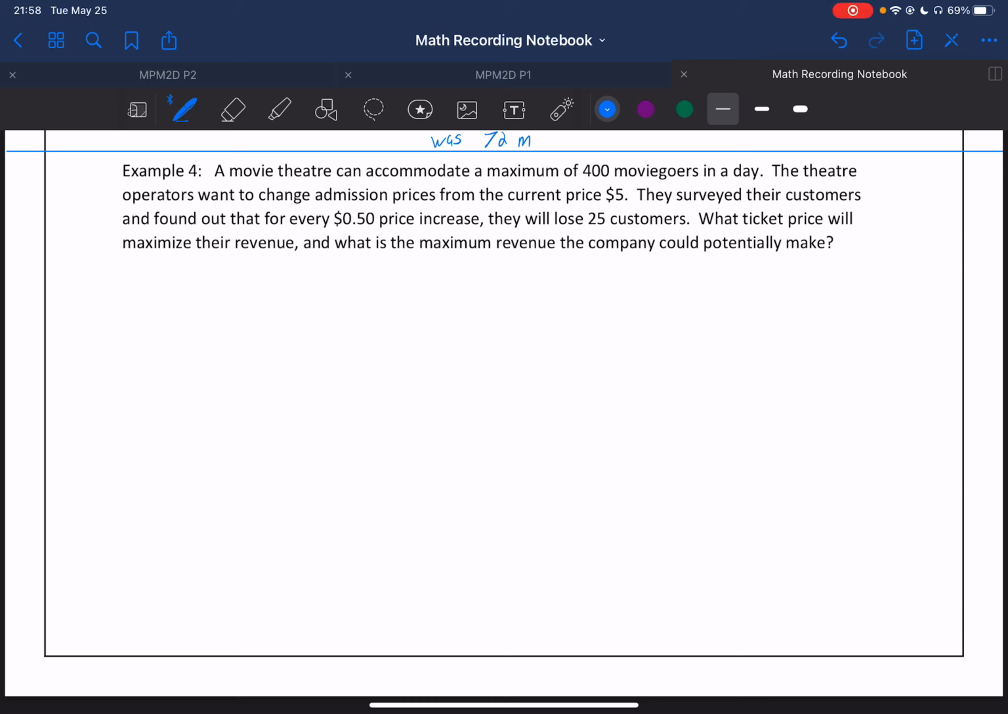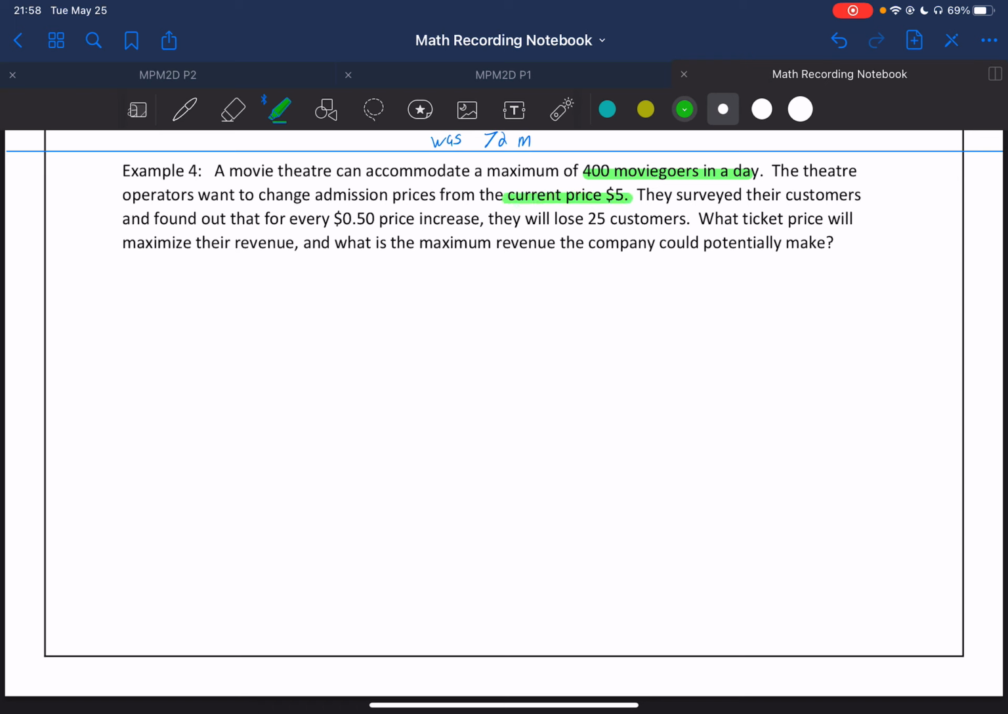Okay, welcome to part two of looking at applications of quadratic functions. So in this question, it's talking about a movie theater. A movie theater can accommodate a maximum of 400 people in a day. That's how many they can bring in. The theater operators want to change admission prices from the current $5.